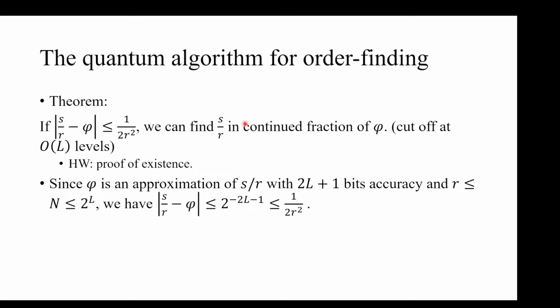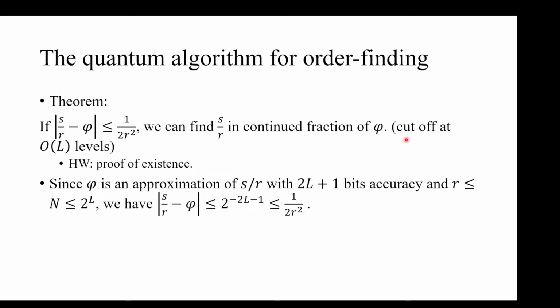Okay, and here is a very vague theorem. It says that if your phi has enough accuracy to your S over R, so the difference is less than 1 over 2R squared, then you can find your S over R in the continued fraction. But we just say cut off at some level, so here we don't have a detailed proof. I guess we don't even have a detailed theorem, but you can look up Nielsen and Chuang if you want to see more details.